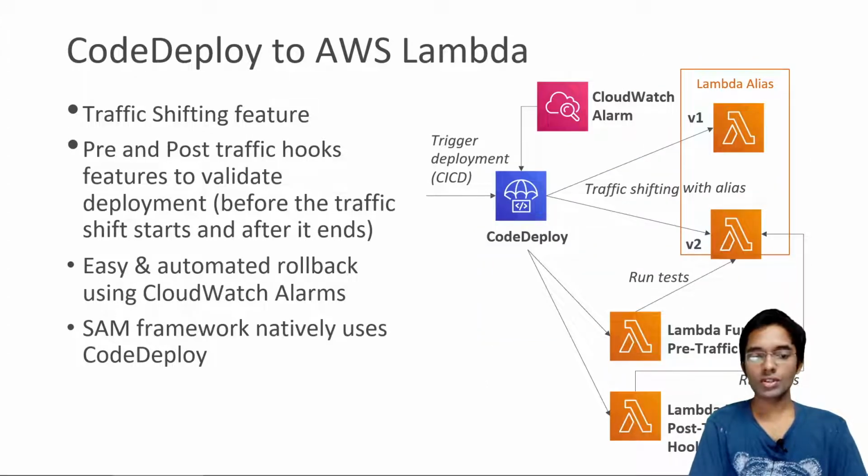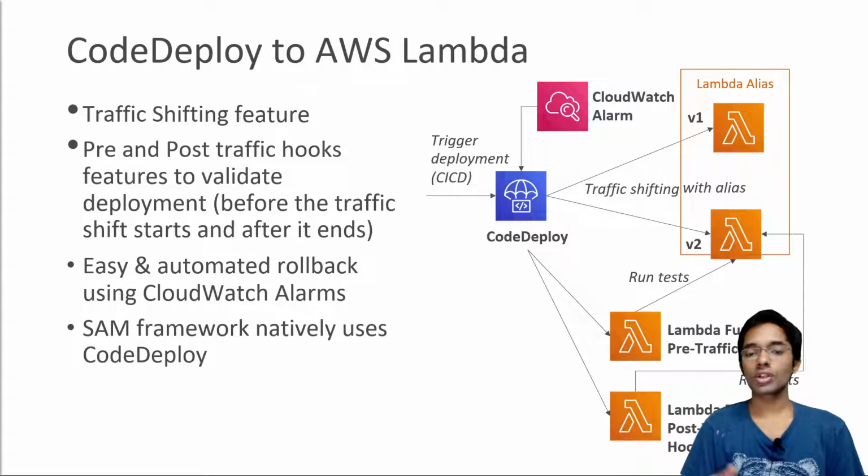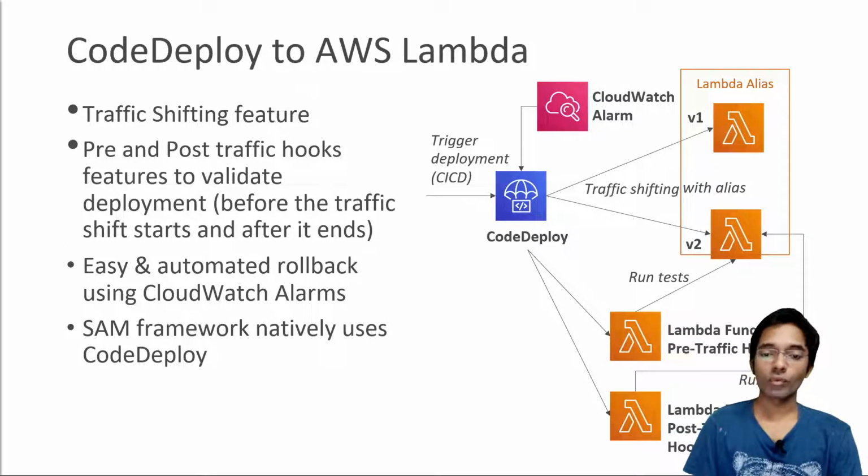Now let's talk about Lambda. So CodeDeploy can deploy to AWS Lambda, and you need to know this. What it will do is use the traffic shifting feature of your Lambda alias. You can also define pre and post traffic hook Lambda functions that will help you validate the deployment itself. I'll show you in a diagram right now, and you can also get easy and automated rollbacks using a CloudWatch alarm that you would set up.